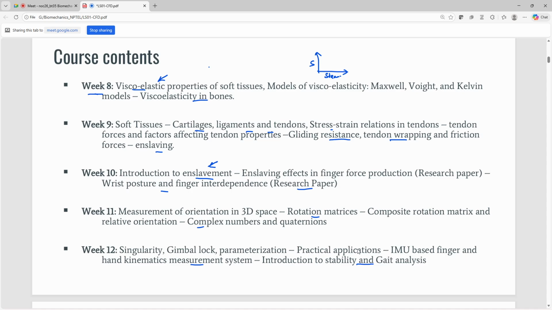You might have seen that one particular person will be walking in one style, one particular way of walking. All those things fall into something called gait. So there will be a small introduction about that also. So this is the overall course contents.